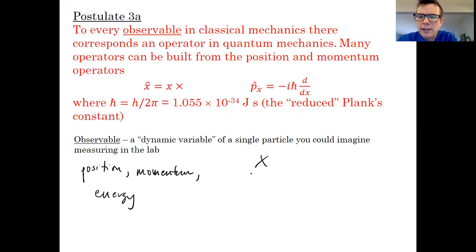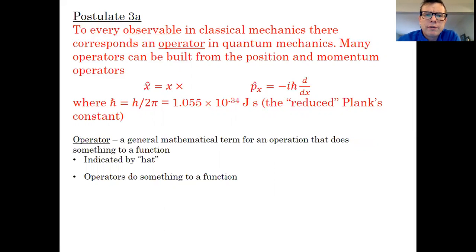It does not include things like mass. Okay, mass doesn't change, at least in this non-relativistic version of quantum mechanics. So that's not dynamic, right? It does not include things like temperature. Temperature is the property of a system of multiple particles. And so we don't talk about that as being an observable, right?